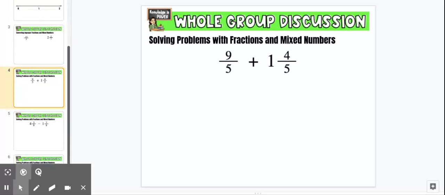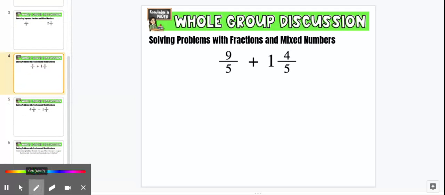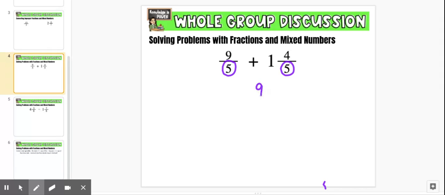Okay, next we are going to look at adding these 2 numbers together. The nice thing about this is in our unit 3, we had to find the LCM to find equivalent fractions, so they had common denominators. We don't have to do that here. Here we can just start adding right away. So 9/5 plus 1 and 4/5. 9/5 plus 4/5 is 13/5.